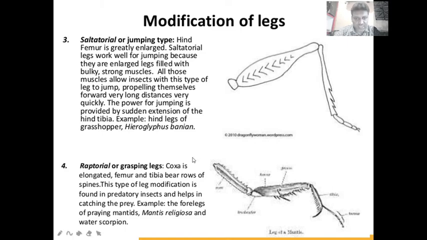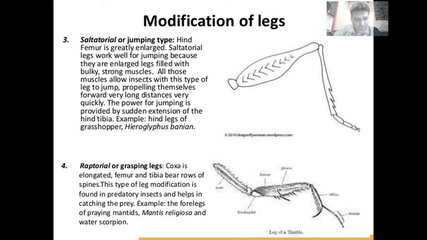You can see the coxa is long here. The femur and tibia bear rows of spines. They are for prey; they can catch their prey.